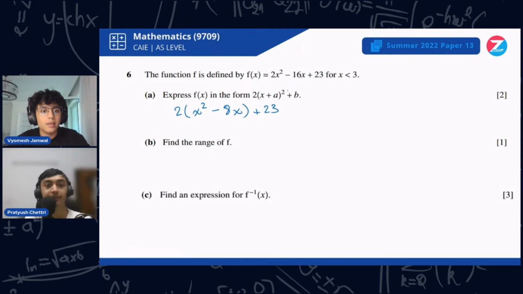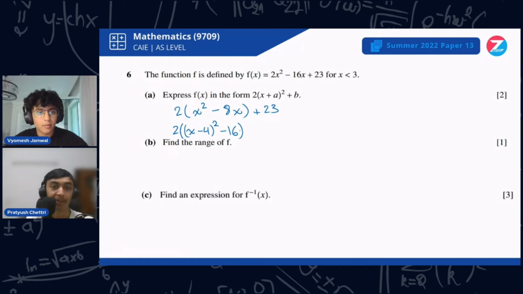Mm-hmm. Then I would turn the expression inside the parenthesis, x squared minus 8x, into x minus 4 squared, and then minus 16.